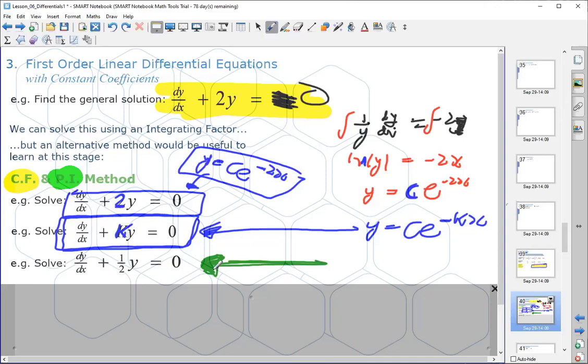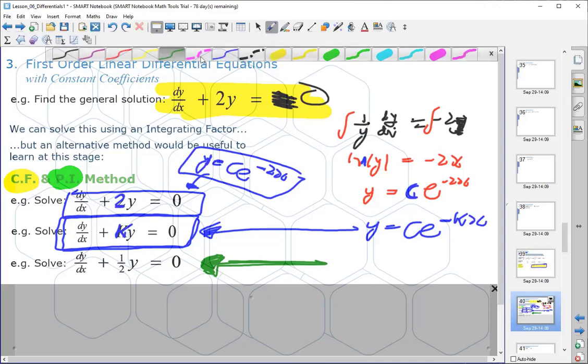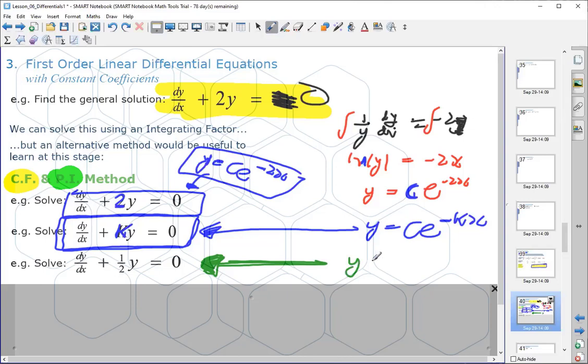Okay, so what about this one then, Devansh? So would that be c equals a half e to the half x? E to the minus a half x. Minus a half x, yeah. Okay, so if you see something like that, it should be easy to figure out what the answer is.